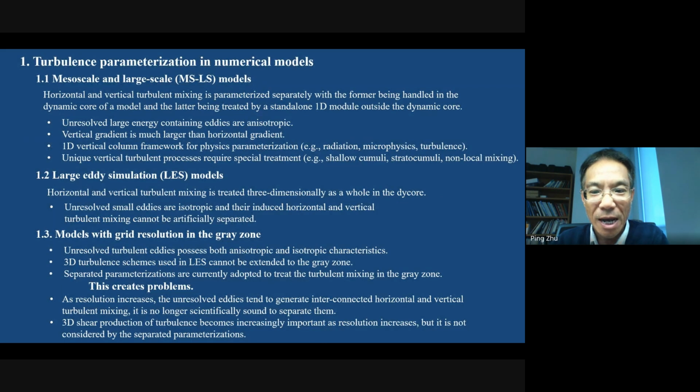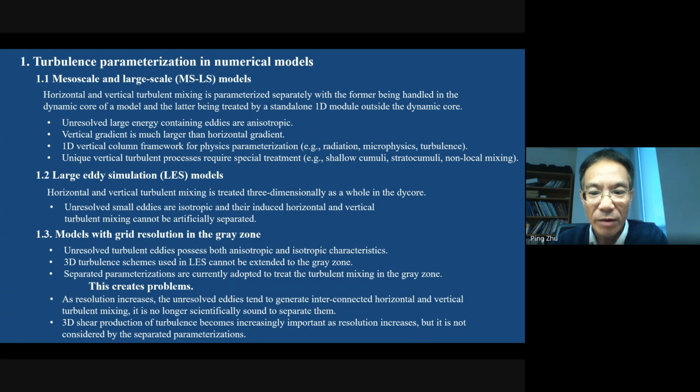Let's first look at how turbulence is parameterized in numerical models. In mesoscale and large-scale models, the horizontal and vertical turbulent mixing is parameterized separately, with the former being handled in the dynamic core of the model and the latter being treated by a standalone column module outside the dynamic core, known as PBL scheme. There are several reasons for this separated parameterization.